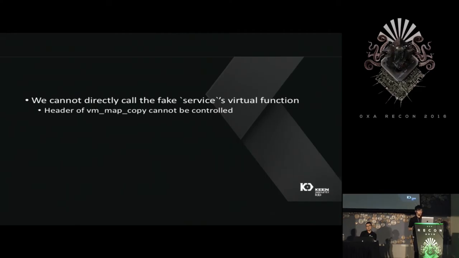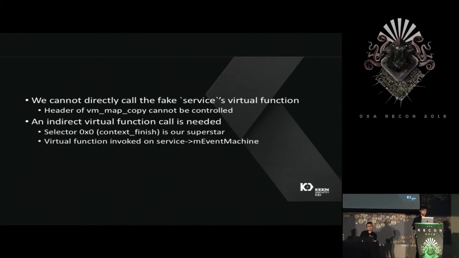But another problem arises: we cannot directly call the fake Intel accelerator's virtual function, because the head of the vm_map_copy is something we cannot control. It is determined by the vm_map_copy type itself. We cannot use the head of it as a vtable address to locate some virtual function calls. So we need an indirect virtual function call, and selector 0, the context finish function, is our superstar, because it contains the indirect virtual function call in the service pointer to the event machine, and it will cause context finish.